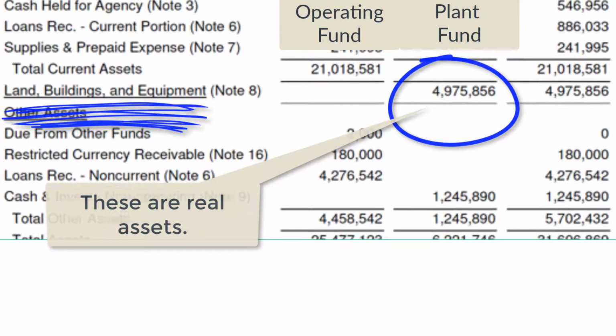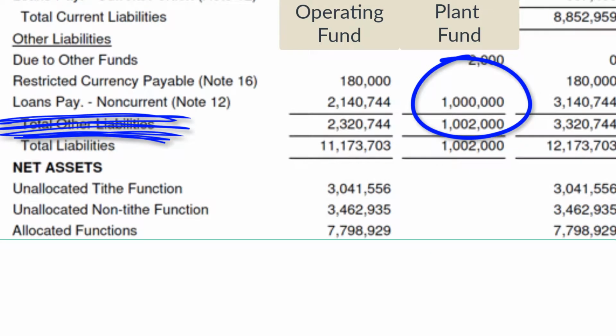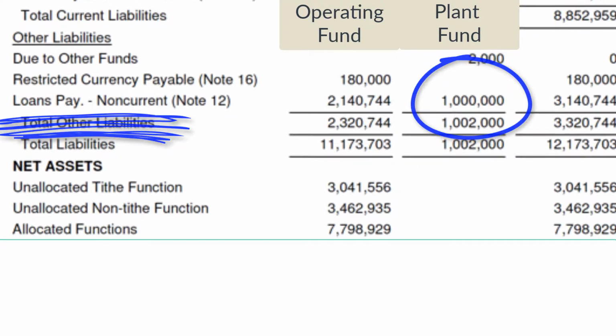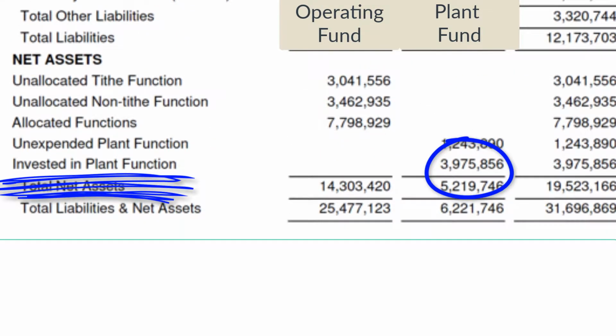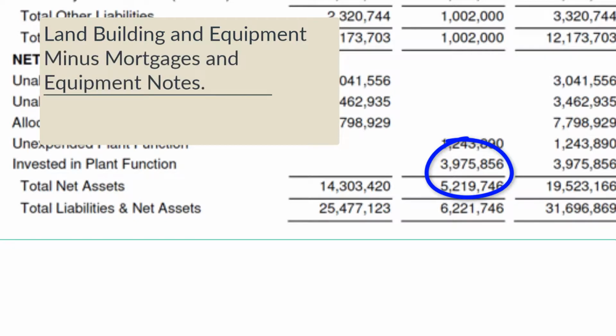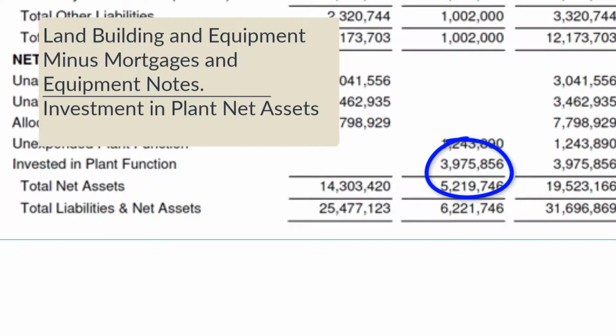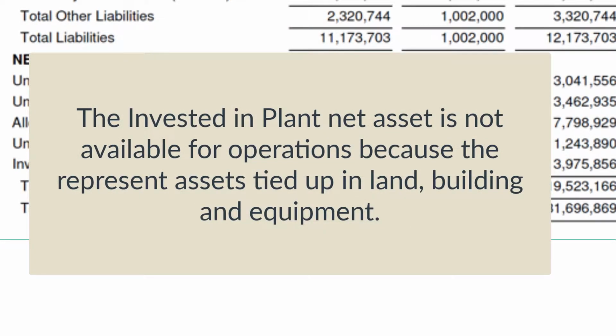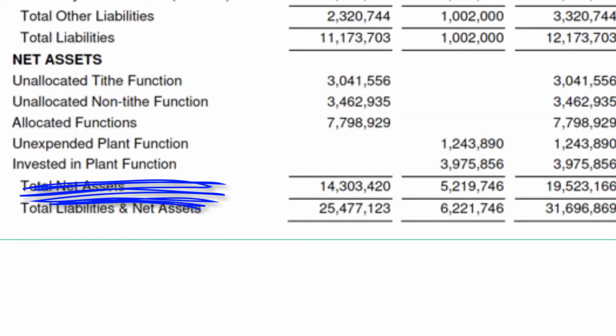Then if we subtract the mortgage on those land, buildings, and equipment of 1 million, we get the balance for invested in plant. So the $3,975,856 is the portion of net assets that are tied up in land, building, and equipment. So when we're planning and doing our stewardship, right away we know that we cannot budget that part of net assets. That net assets is basically unreachable as far as budgeting and planning for new operations.